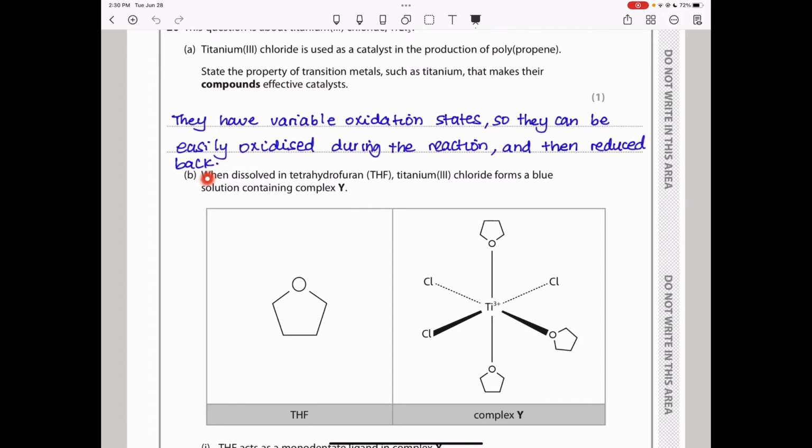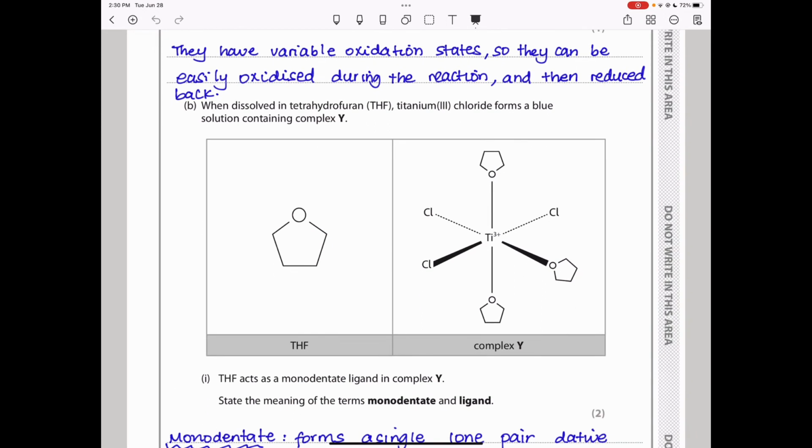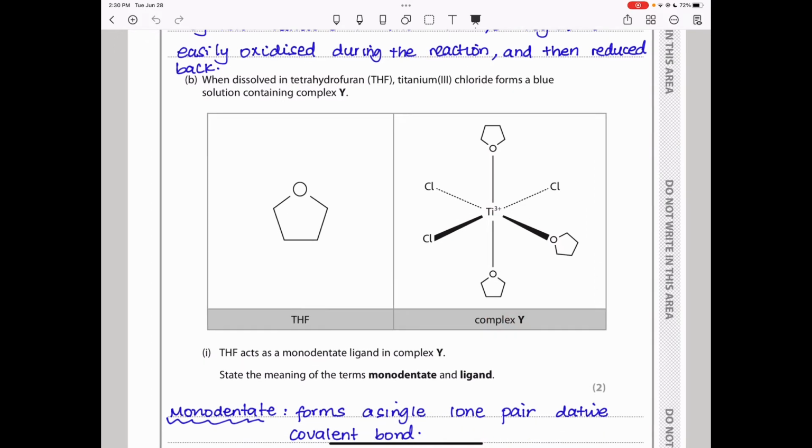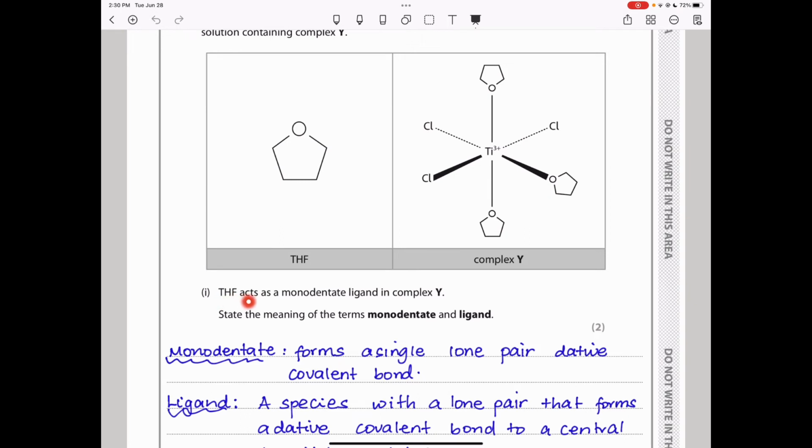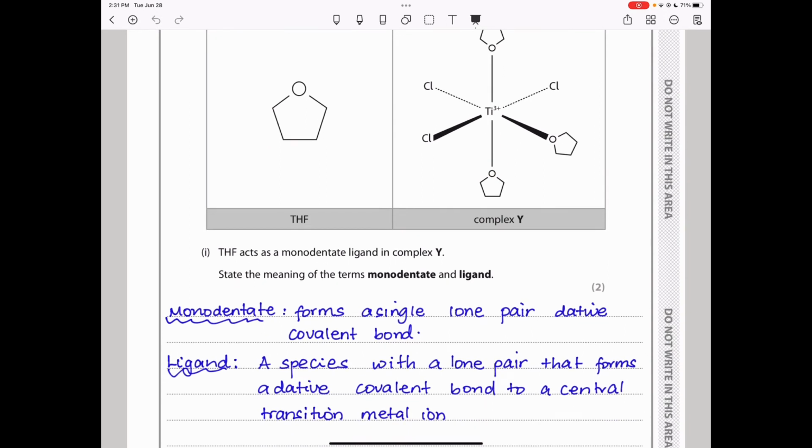Part B says, when dissolved in tetrahydrofuran, the titanium(III) chloride forms a blue solution containing complex Y. So this is the tetrahydrofuran, or what you call THF, and this is complex Y. We see it here. The first question says, THF acts as a monodentate ligand in compound Y. Remember, this is the ligand they're talking about. It has a lone pair on oxygen. It uses that lone pair to form a dative covalent bond onto the central metal, which is titanium 3+.